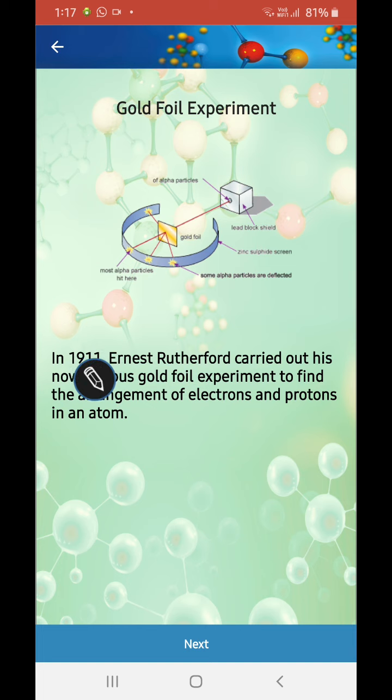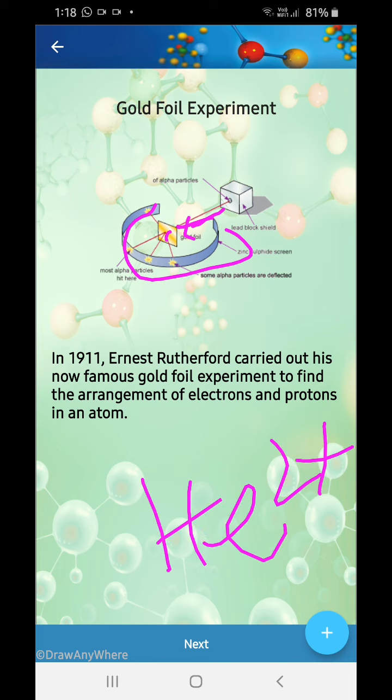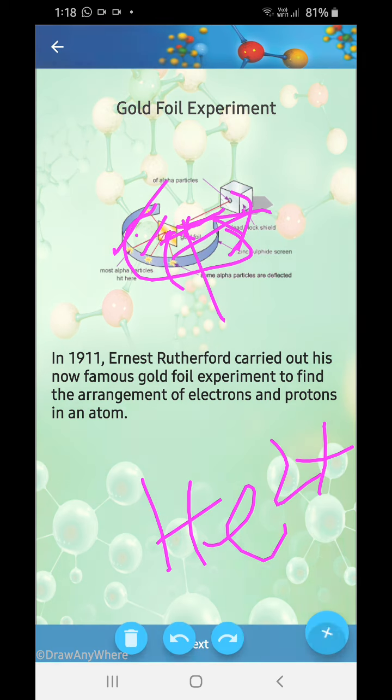Gold foil experiment, this is what I want to show you. This is a lead block shield through which alpha particles are emitted, and there you have the screen. Alpha particles can penetrate very easily, alpha, beta, gamma. You know all this, I think. So they are penetrating the gold foil. Alpha particles are actually He 2 plus. Some are penetrating, see, it's positive. The nucleus is made up of protons, so some are deflecting back, and many are passing because there is a lot of space in the atom.